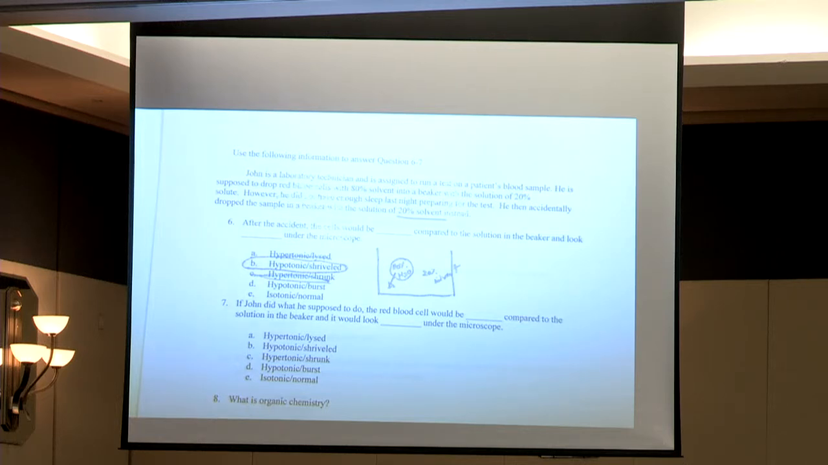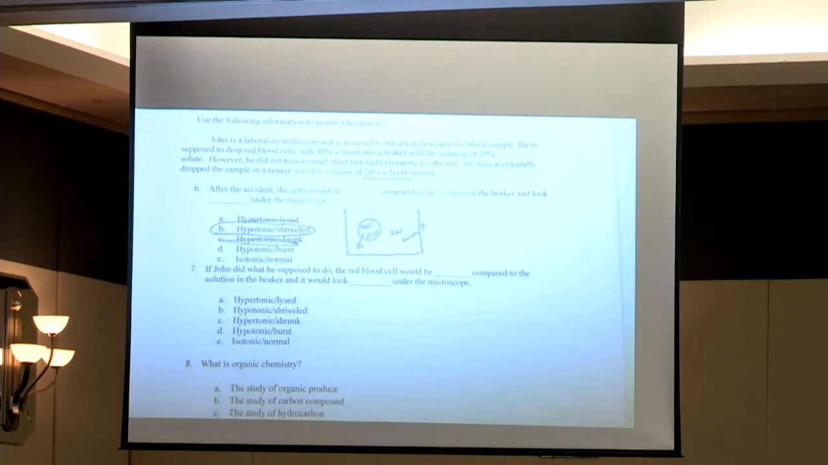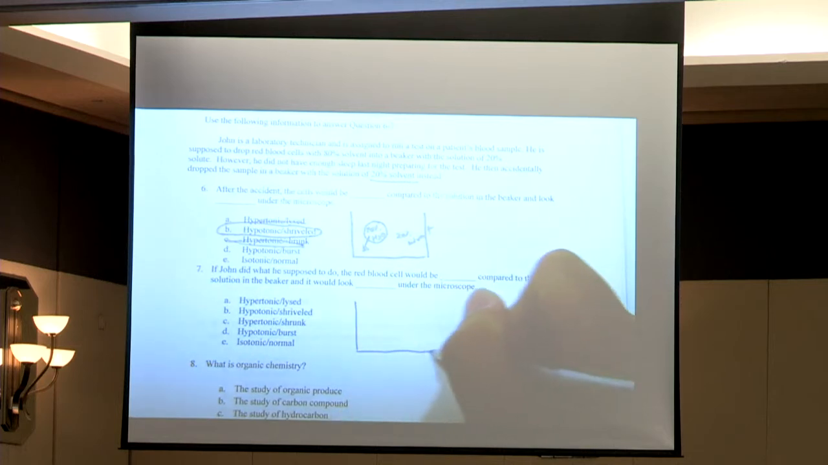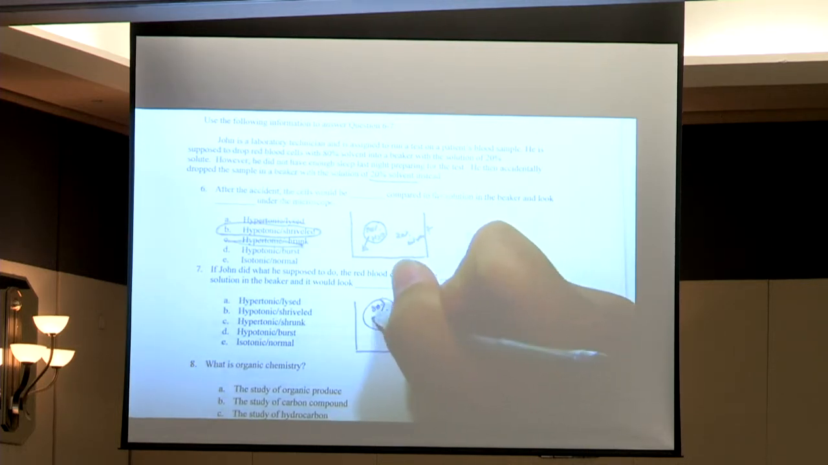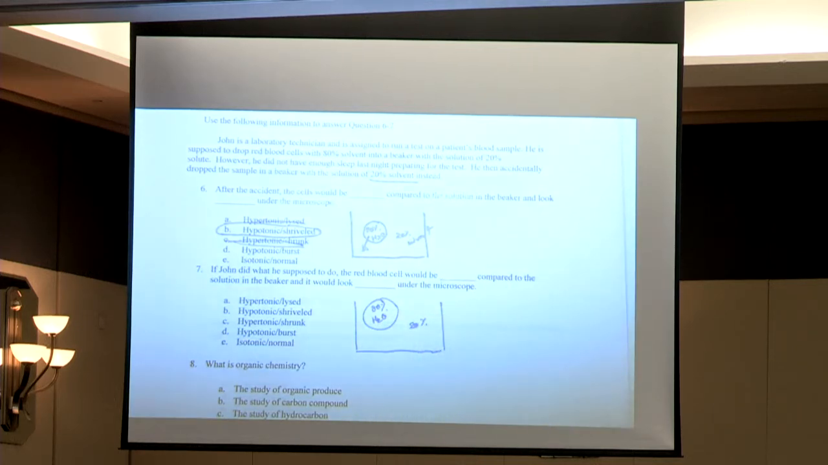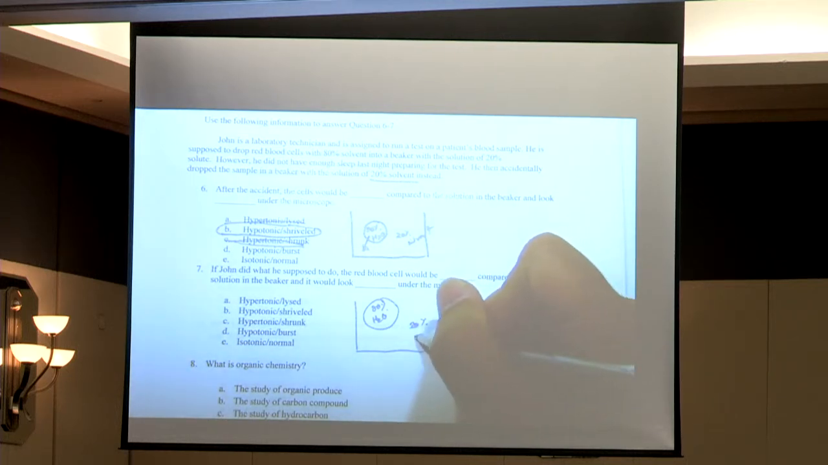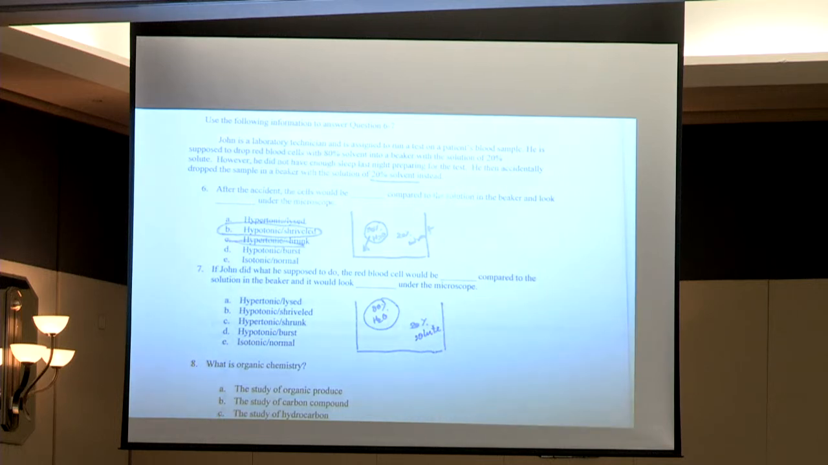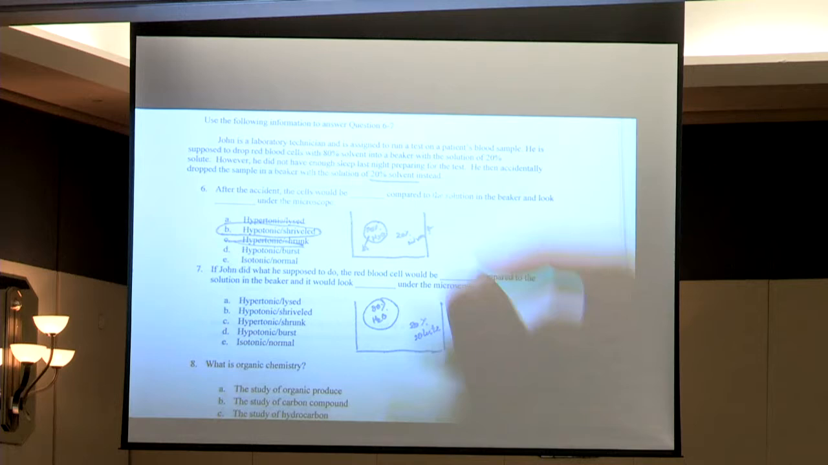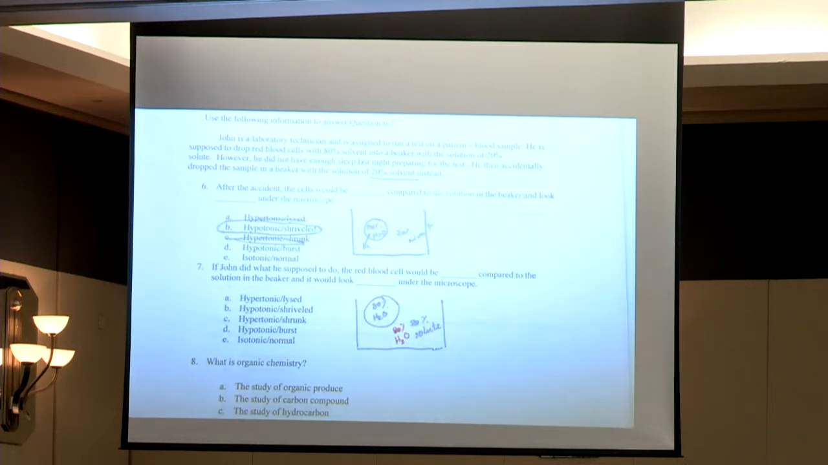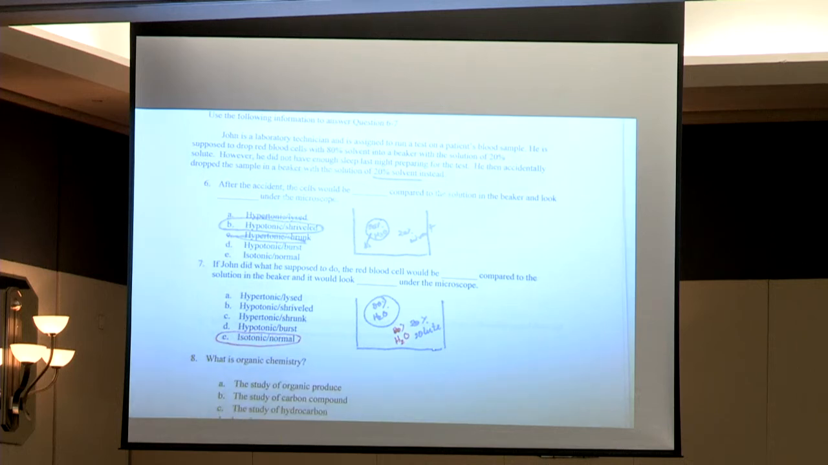Any questions so far? Okay. So the next one, number 7, is similar. They just ask, if John did what he's supposed to do, what's going to happen? So we can draw the same thing. Now we have 80% H2O in the cell, and he has 20% solute in the solution. But again, when we compare, we have to compare water and water. So 20% solute gives us 80% H2O, or water. If they are equal, what kind of tonicity do we have? Isotonic, right? So the answer would be E here. The flow going inside and outside is the same.